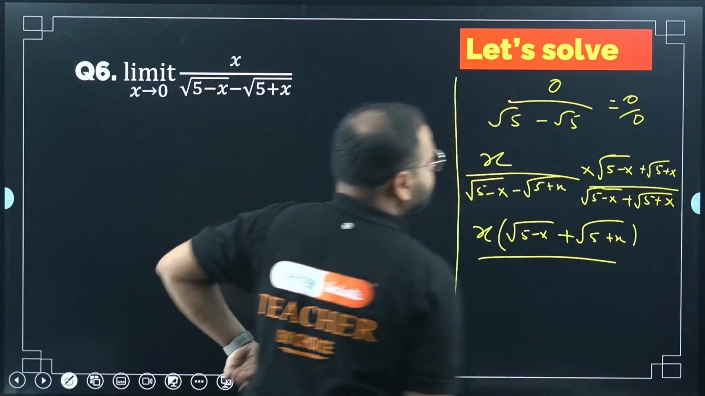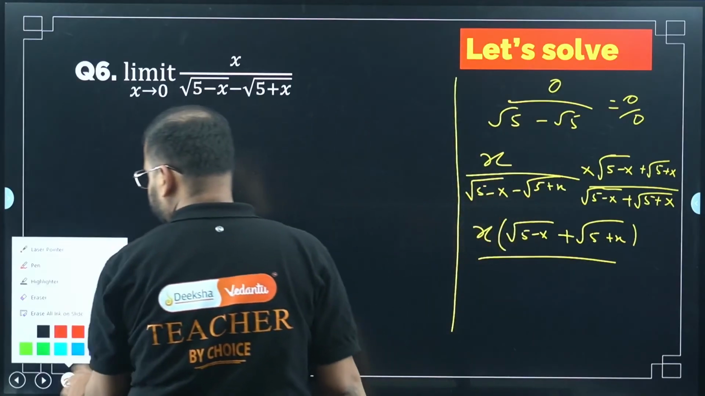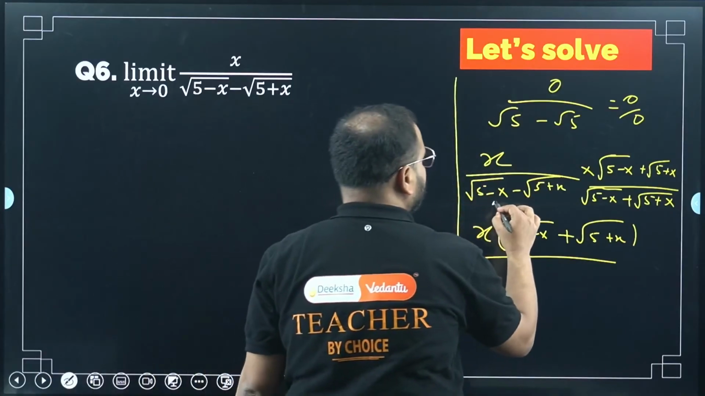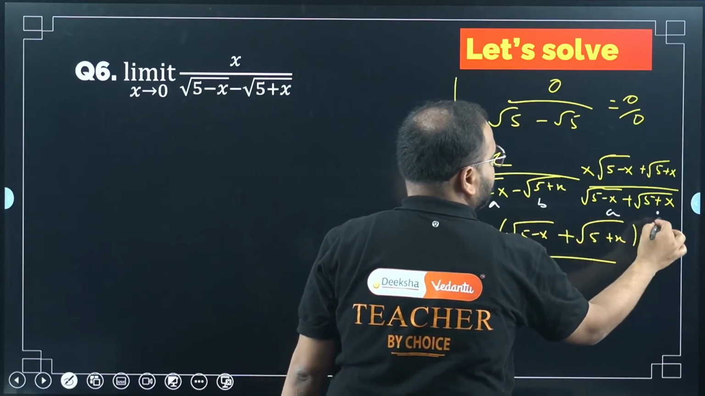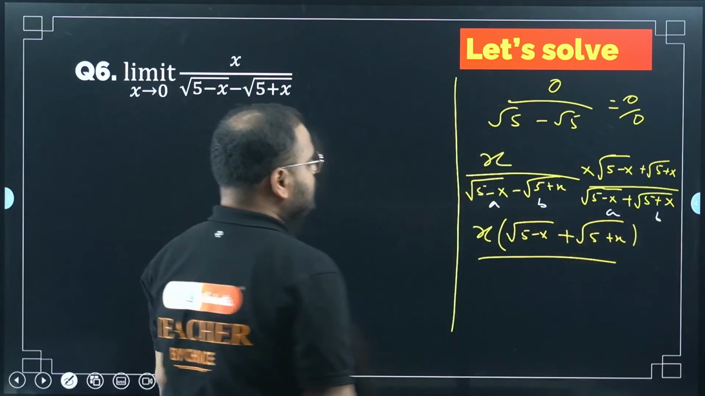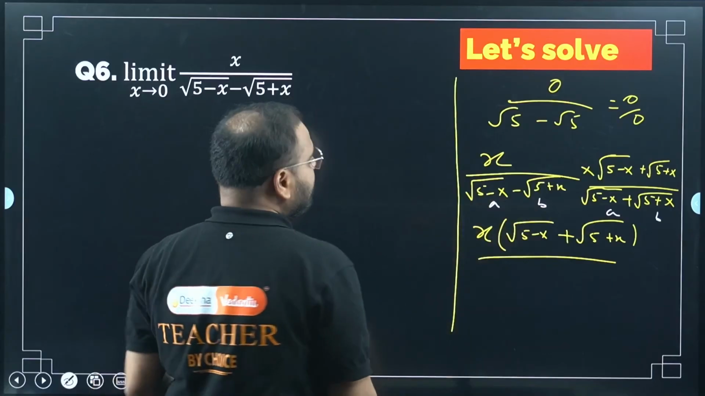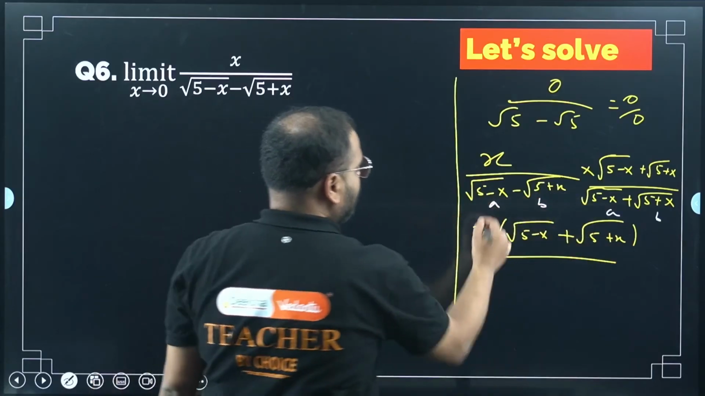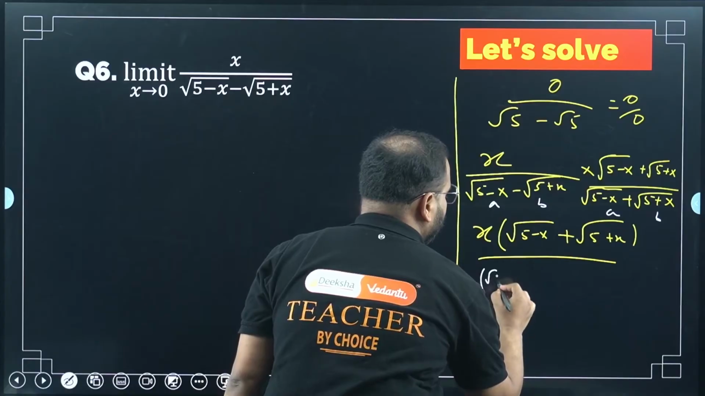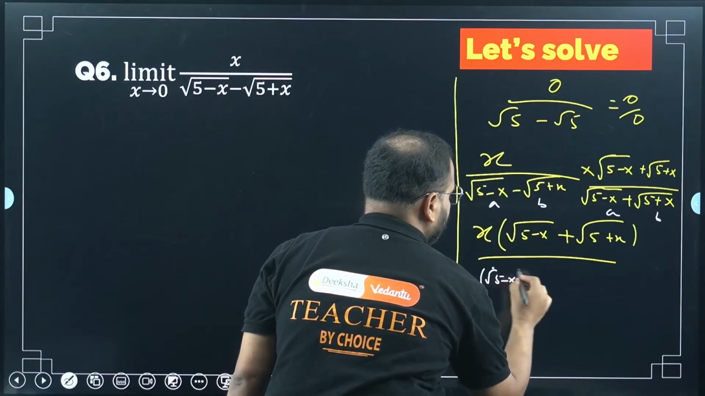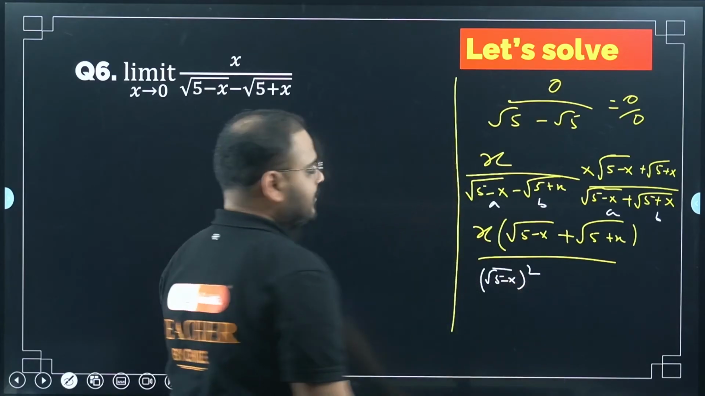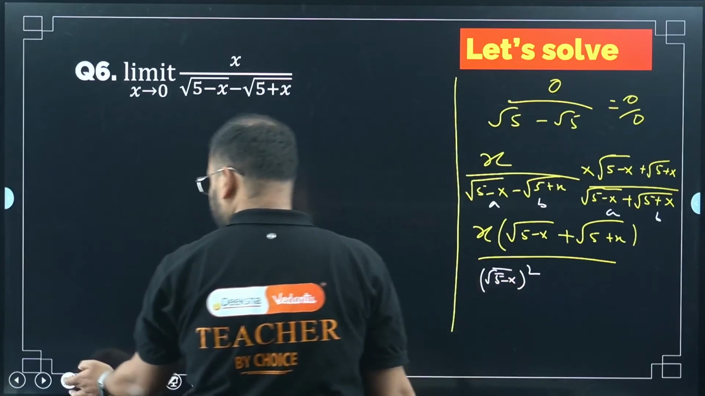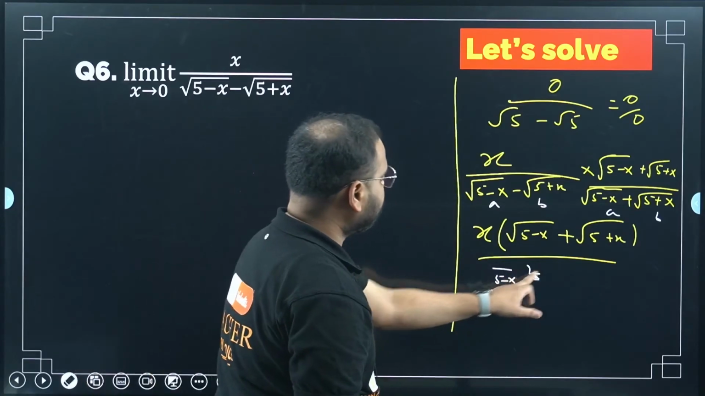What about the denominator? Sir, a minus b. Please check here. This is nothing but a minus b and a plus b, correct? How will this look? a square minus b square. So, root 5 minus x the square, correct? Not visible. I'll add a little bigger. Let me write a little bigger.